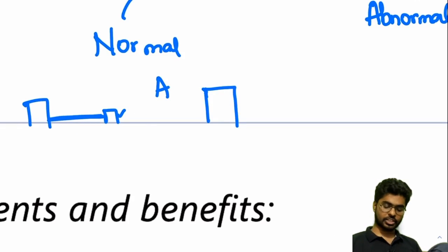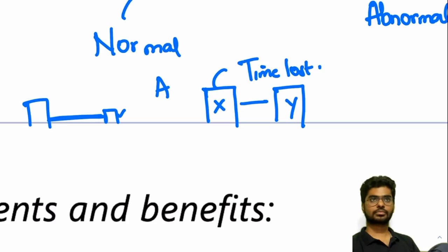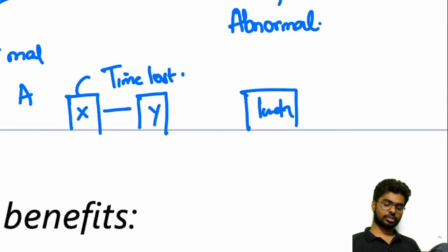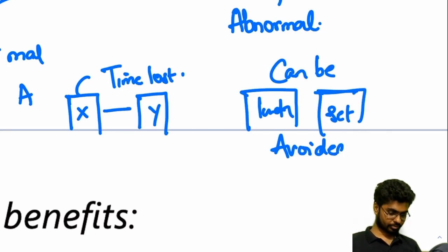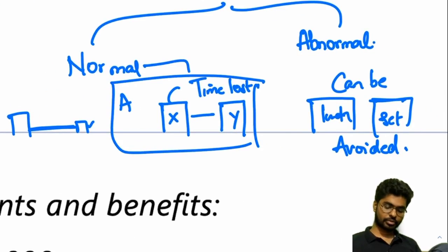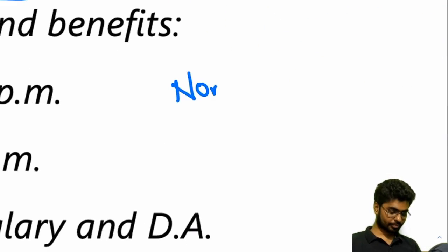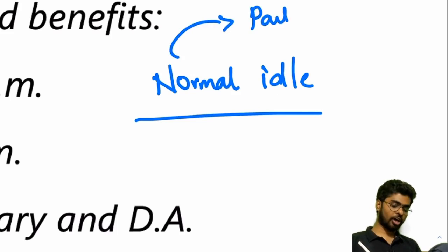Mr. A is working on job X. He completes the job, then moves to job Y. Shifting from job X to job Y, will there be time lost? Right. Now lunch, restroom, can these be avoided? So these are all the reasons for my normal loss. Are you clear? So this normal idle time will be part of the cost of the product.